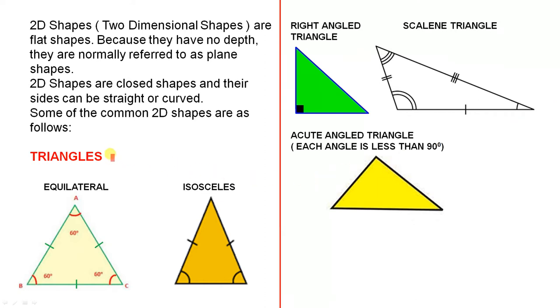We've got triangles. There's an equilateral triangle where all the sides and angles are equal. An isosceles triangle where those two sides are equal and the opposite angles are equal. We have right angle triangles where that's a right angle there. There are scalene triangles where all the sides are different and all the angles are different. And we have an acute angle triangle where all the angles are less than 90 degrees.